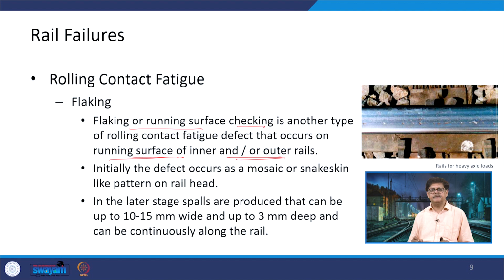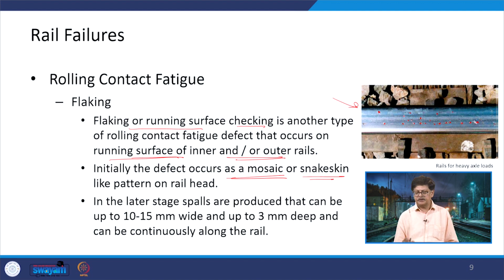Now, how can they be identified? If you see the photograph being shown on the right hand side, you will find that there are different points which are visible, which are sort of depressions of a not very big size in terms of diameter or depth. This has happened to the rail head. These occur in the form of a mosaic or snake skin pattern on the top surface here, and this is what is flaking. So, some material from this point has chipped off, some material from this point has chipped off.